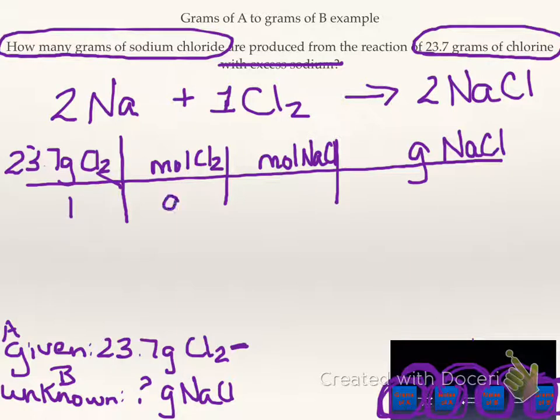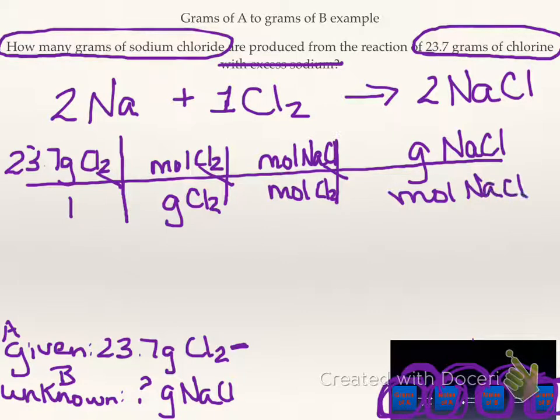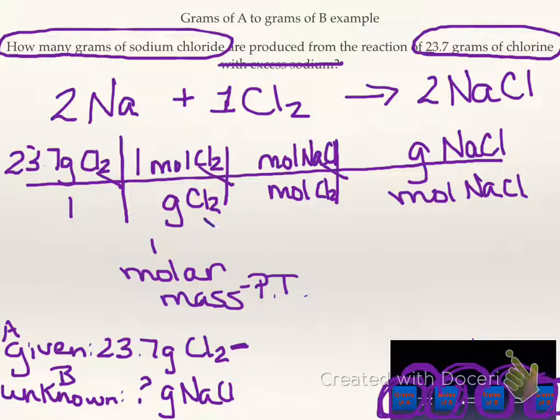Now we just have to bring our units down. So we bring down grams of chlorine, we bring down moles of chlorine, we bring down moles of sodium chloride. Now we need numbers. So when we have moles over grams, we know that's the molar mass. Where do we find the molar mass? Periodic table. So we know that 1 mole is equal to the molar mass. Chlorine is 35.45. We have 2 of them, so that comes out to be 70.9 grams of chlorine is equal to 1 mole.